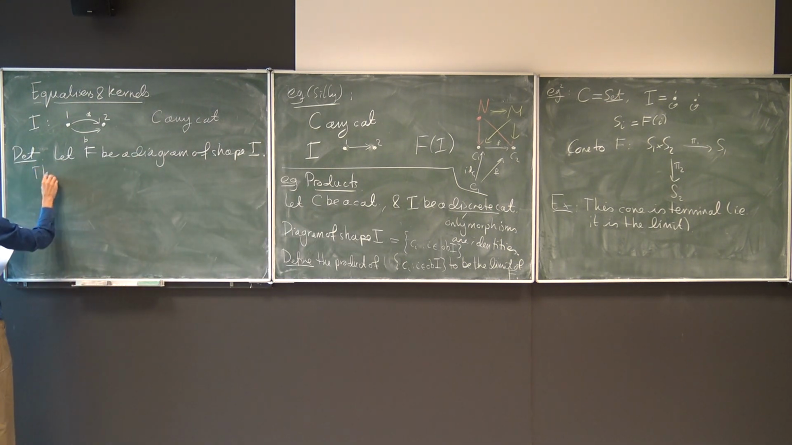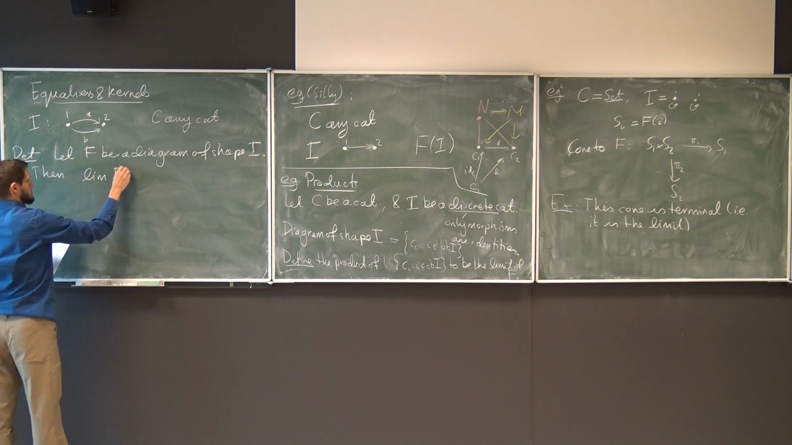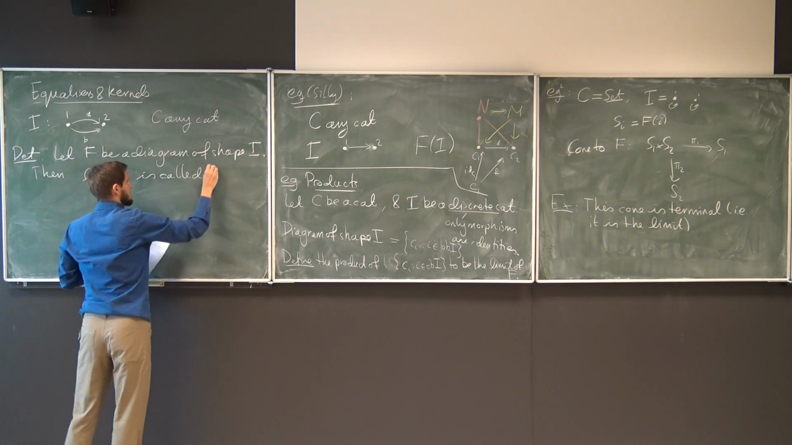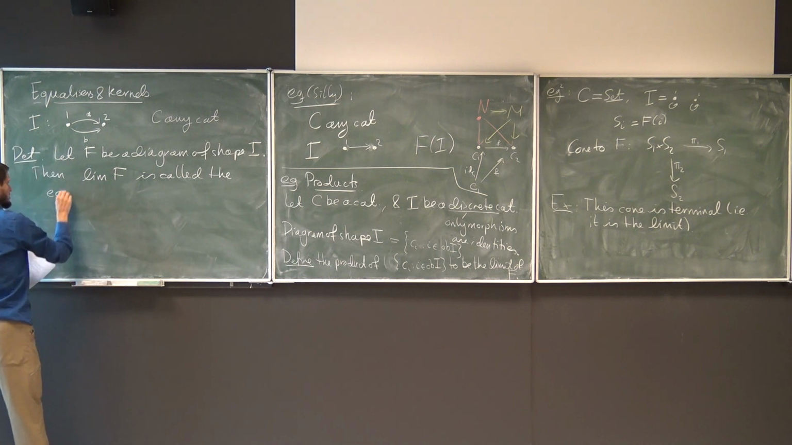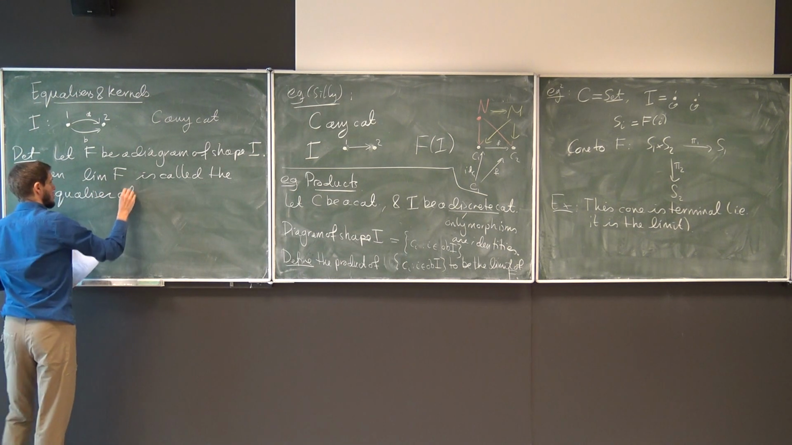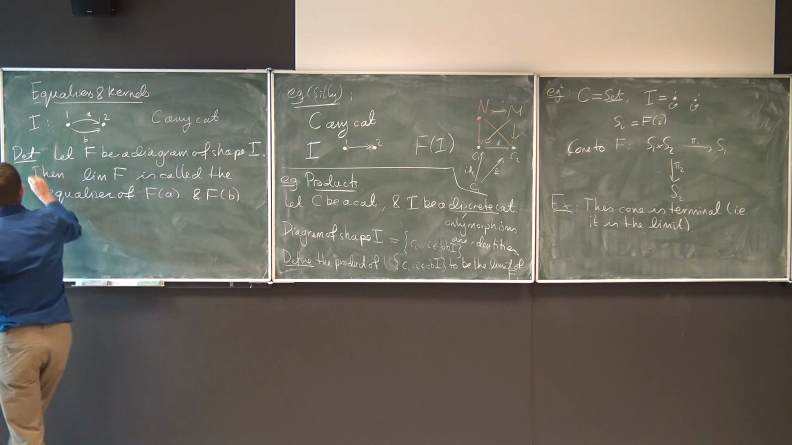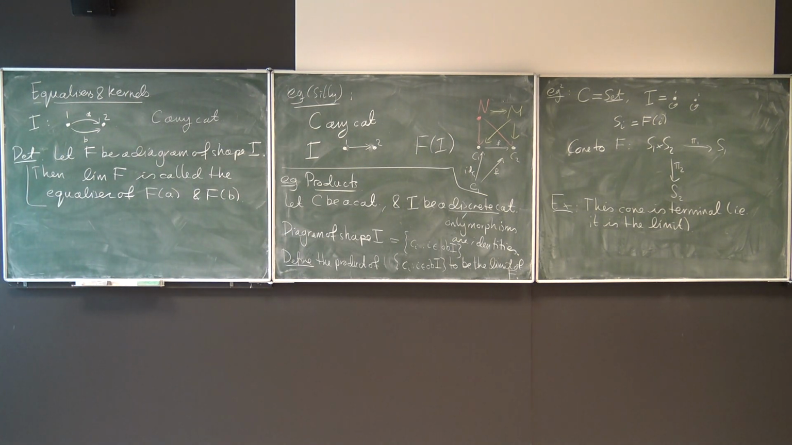Then the limit of F, often written lim F, unsurprisingly, is called the equalizer of F of A and F of B. So this is a general definition. If you've met equalizers before, then they've probably been defined with a universal property, and it's again a good idea to check that the universal property you've seen before is just a reformulation of the definition of the limit of F. If you've not seen equalizers before, that's okay. You can take this as the definition.